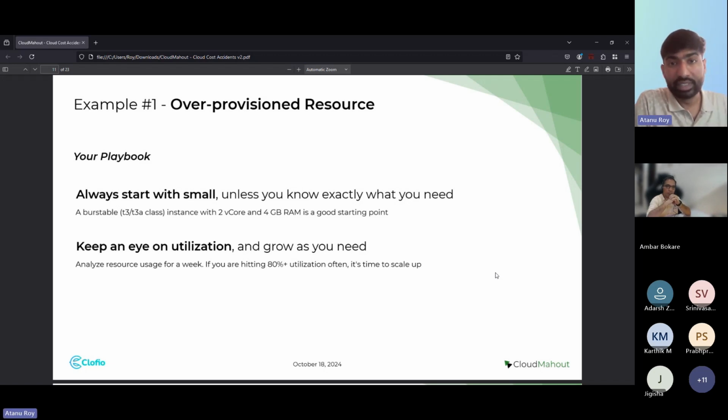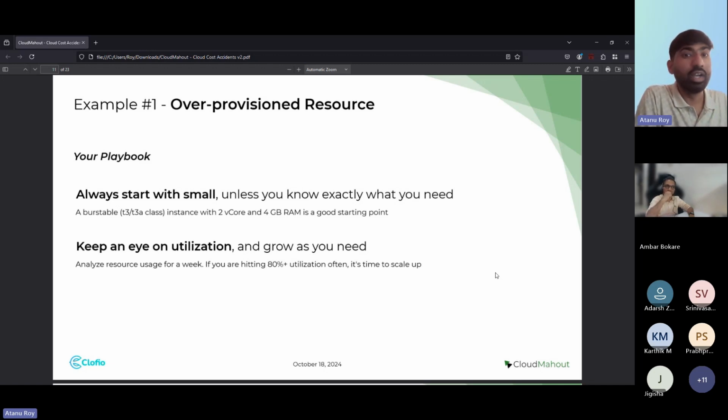If you are doing your research or it is a development environment, we strongly suggest using a burstable instance, if it is a database or EC2, like the T3 or T3A classes. And if you want to start small, 2 core 4 GB RAM is a decent place to start, right? If you are running even lighter infrastructure, you can always go for 1 core 2 GB or something like that. But 2 core 4 GB will cost you roughly $20 per month. That is a good starting point.